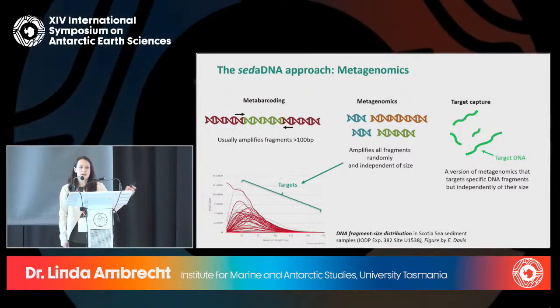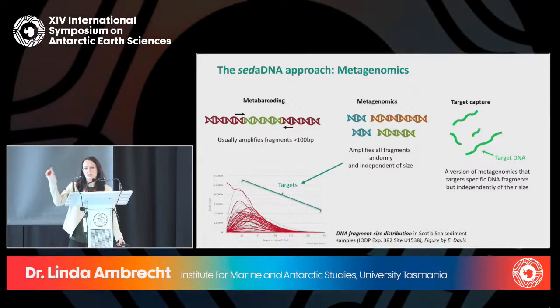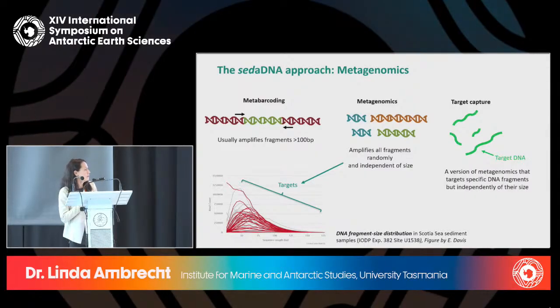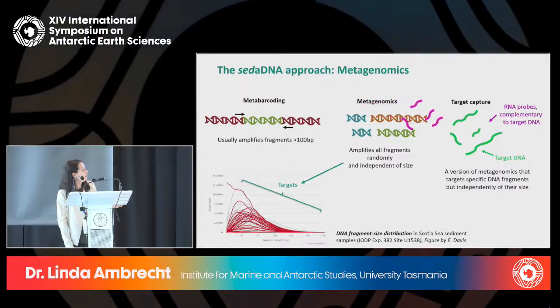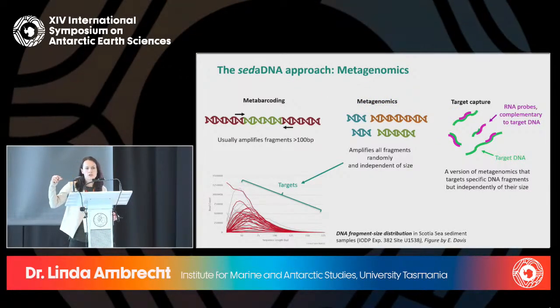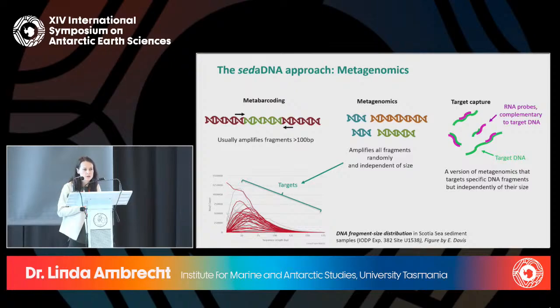So what we can do is a targeted approach, like the metabarcoding approach, but where we're preserving the size variation of the DNA fragments. That's called hybridization capture or target capture. In this technique, we're designing RNA probes that are complementary to the DNA stretches that we're interested in. Then we have our DNA extract and the RNA probes. Basically, we throw them into the extract, and then we're fishing them out. That's why we often call them RNA baits, because it's like when you're going fishing.